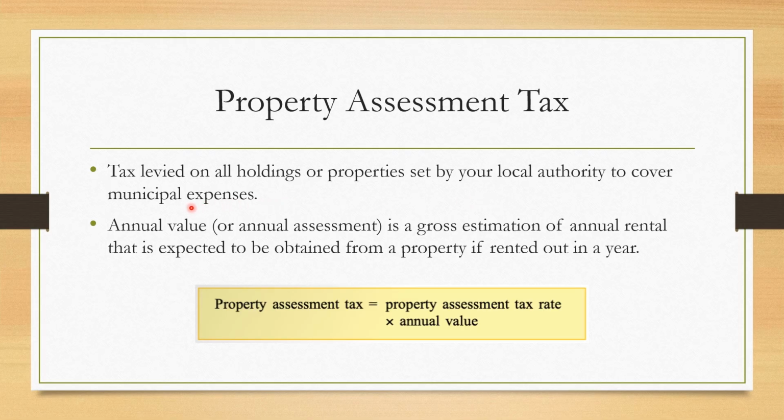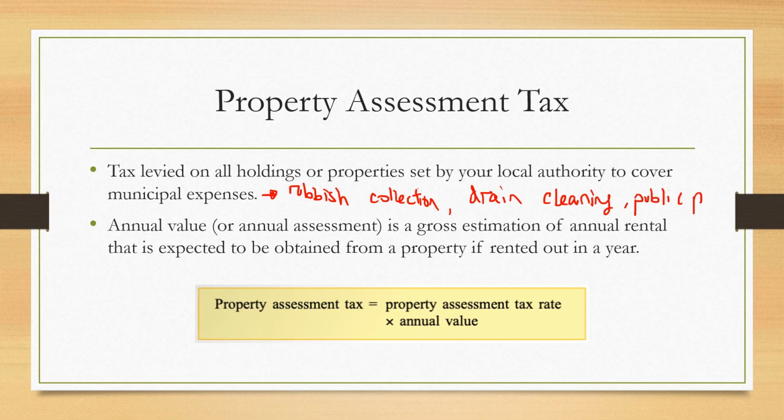Municipal expenses could include, let me just write down, yeah, this is important actually. Municipal expenses would be rubbish collection, for example, rubbish collection, drain cleaning. Again, these are all public municipal expenses, right? Drain cleaning. And one more would be public park maintenance, for example, public park maintenance.